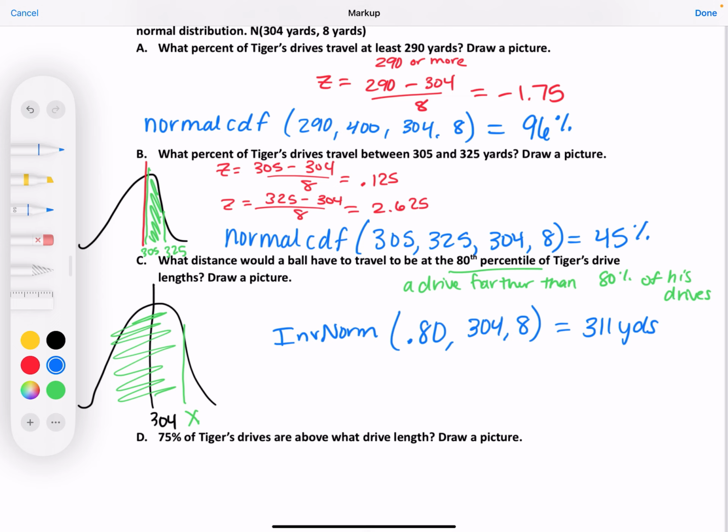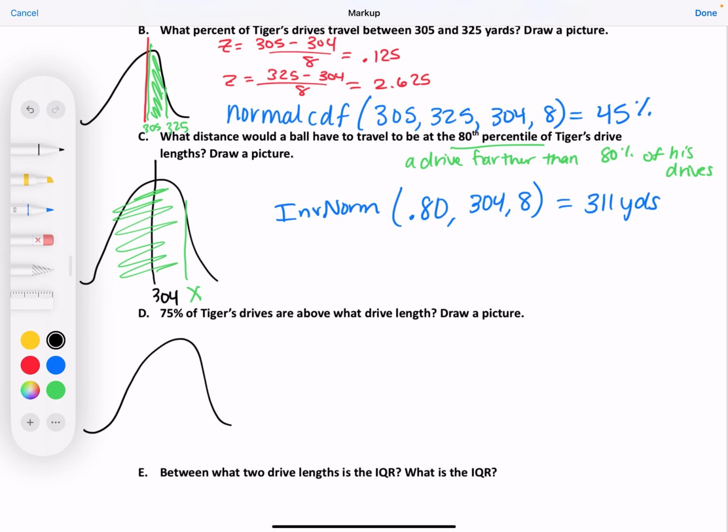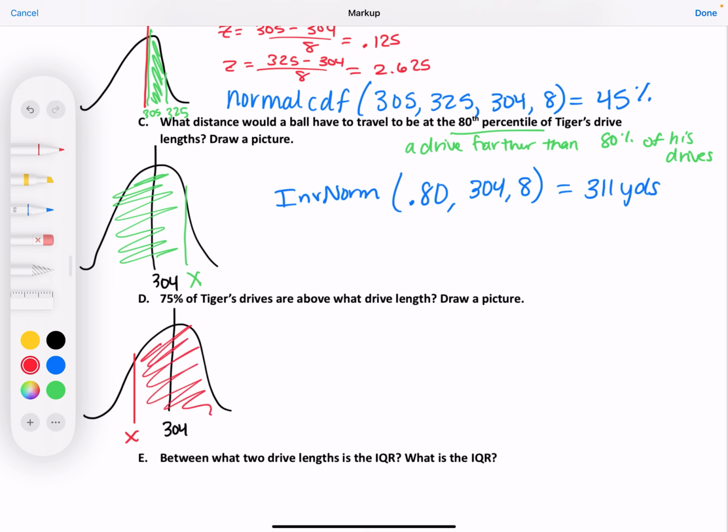All right, now the next one, Josh, you and I are going to have to do something different than they are because of the calculator being different. So 75% of Tiger's drives are above what drive length? So that means we've got our mean here, 304. We're trying to figure out what this value over here is. So the top 75% is what I'm looking at.